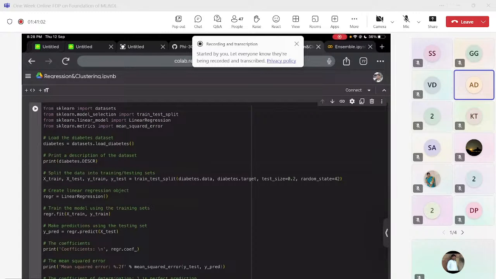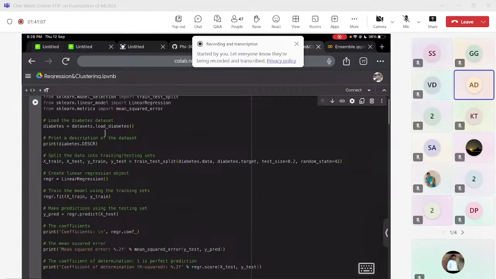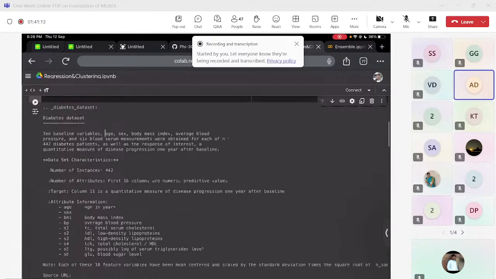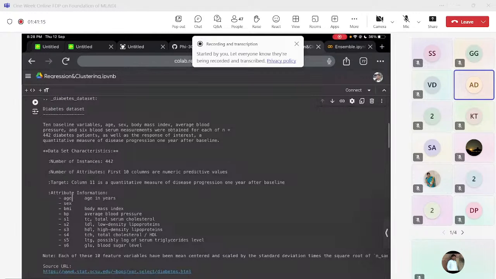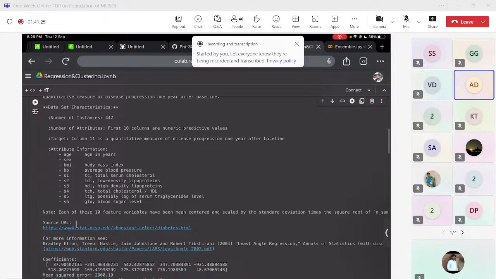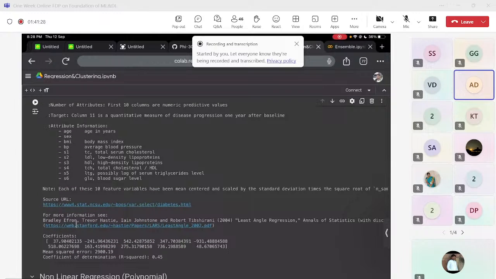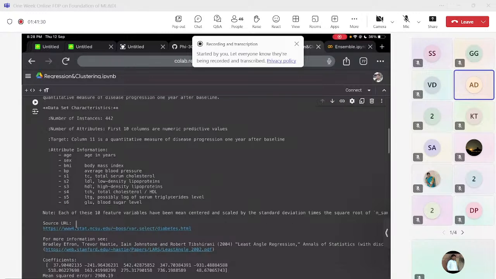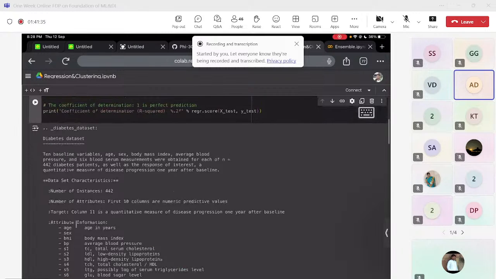So let's look at the second one, regression and clustering. Here we will first look at a simple data set called the diabetes data set. This is the diabetes data set, based on a bunch of different attributes like age, sex, BMI, BP, and there are some medical terms S1 to S6. These are some parameters. Based on all these values, you have to identify how much diabetes there is in this particular patient. So it's a quantitative measure of diabetes progression basically.